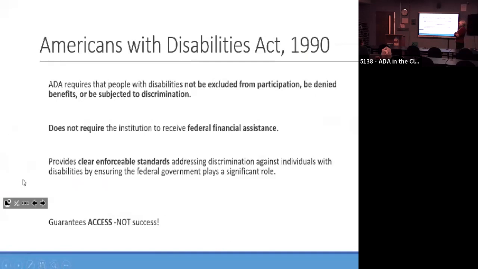And then this is something you're going to hear me say throughout this presentation: the ADA guarantees access, not success. Yes, of course we want all of our students to make A's, but that's not reality. But we just have to provide the access to them to be able to prove themselves and to have the ability or the opportunity to show that they can do it.